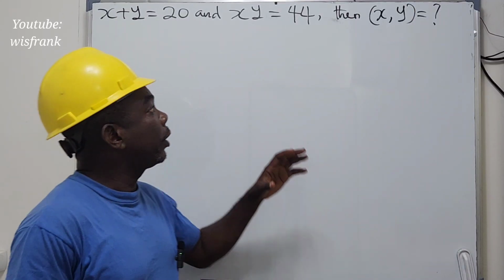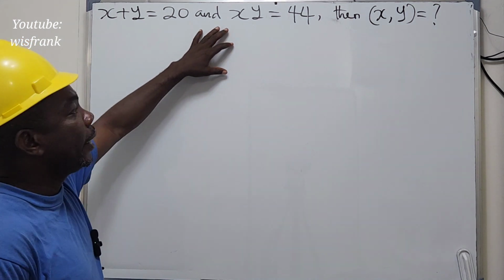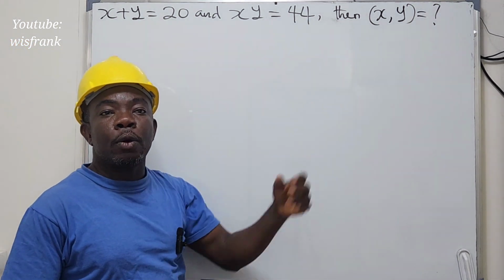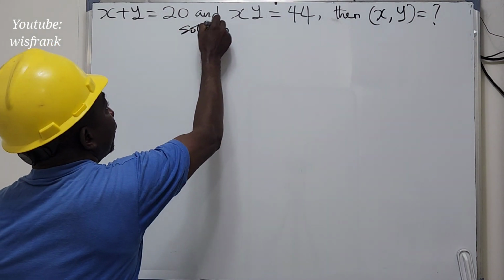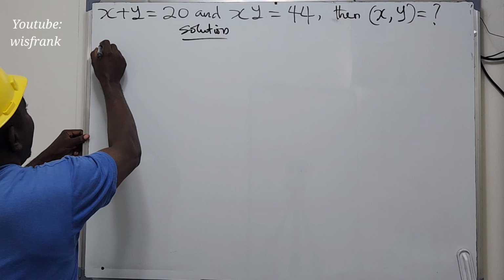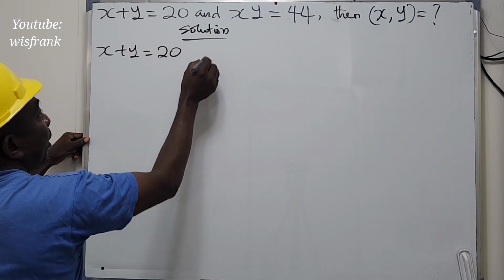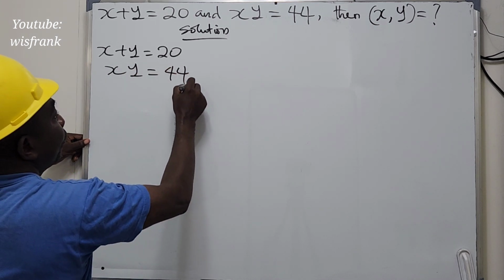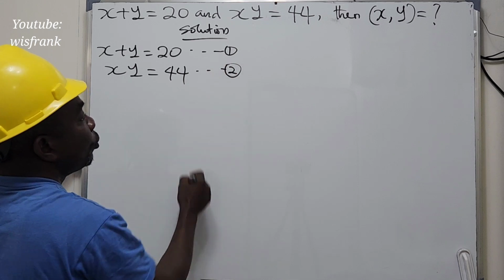For today, we are looking at this question and it says x plus y equals 20 and xy equals 44. Then, what is the value of x and y? So, we are going to find the value of x and y from this expression. We are given x plus y equals 20 and also xy equals 44. Let's call this equation 1 and let's call this equation 2.